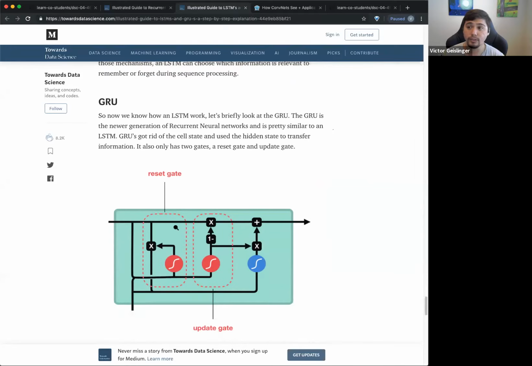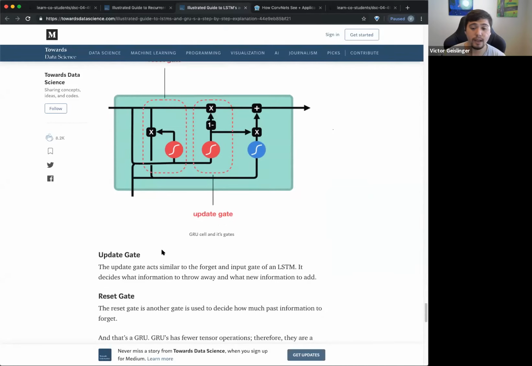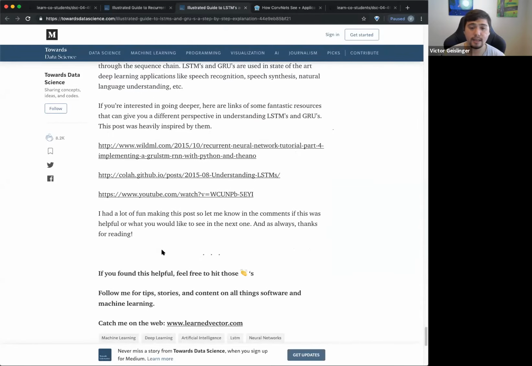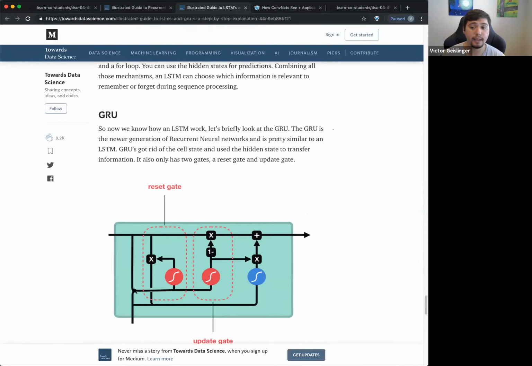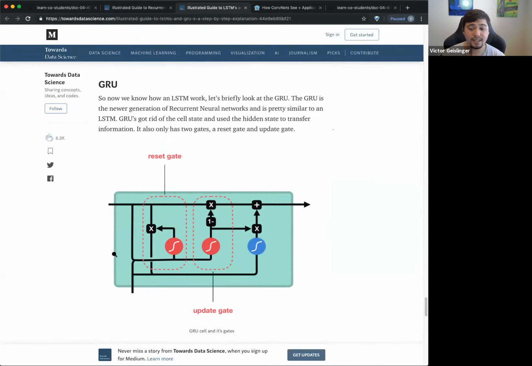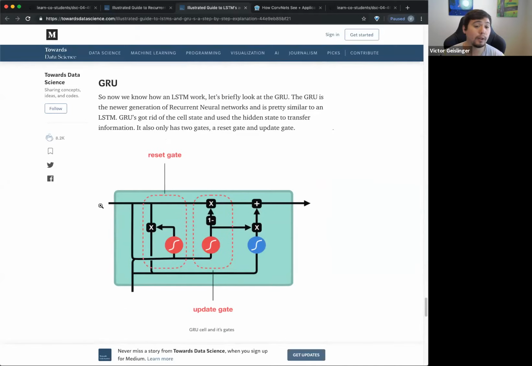In the GRU, so just kind of going through this one a little bit, I don't think he has an animation on this. Yeah, again, this is the same information, but instead of putting in long-term and short-term memory, or what he calls the cell state, essentially there's one cell right here, or one memory unit right here with the input. So this would kind of continue to go through.